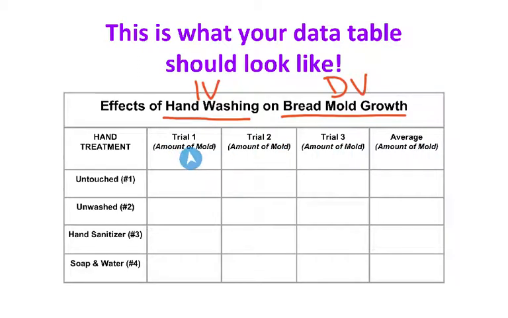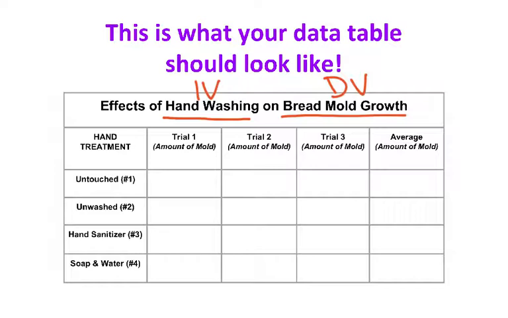So in this case, what we're measuring is the amount of mold. So I went ahead and said trial 1, amount of mold. Trial 2, amount of mold. Trial 3, amount of mold. Average amount of mold. So that we know what it is we're measuring each trial. We are going to be measuring the amount of mold. We don't really have the equipment to measure the amount of mold in grams. So we're going to have to use kind of like a 1 through 5 scale to measure our mold, and we'll talk about that as we get closer to the end of our experiment.